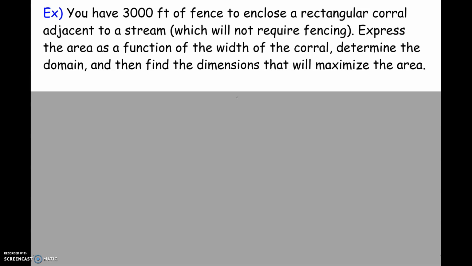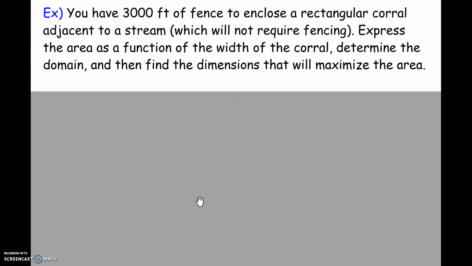In this problem, we're going to take a look at a couple optimization problems. That is, we're going to try to find the values that will give us the maximum or minimum of some quantity. The first example, we have 3,000 feet of fencing to enclose a rectangular corral that, because it's adjacent to the stream, will only need 3 sides fenced.